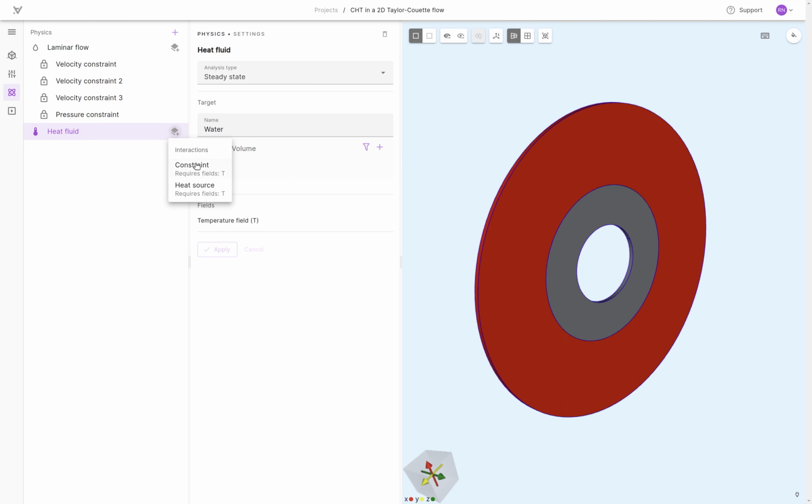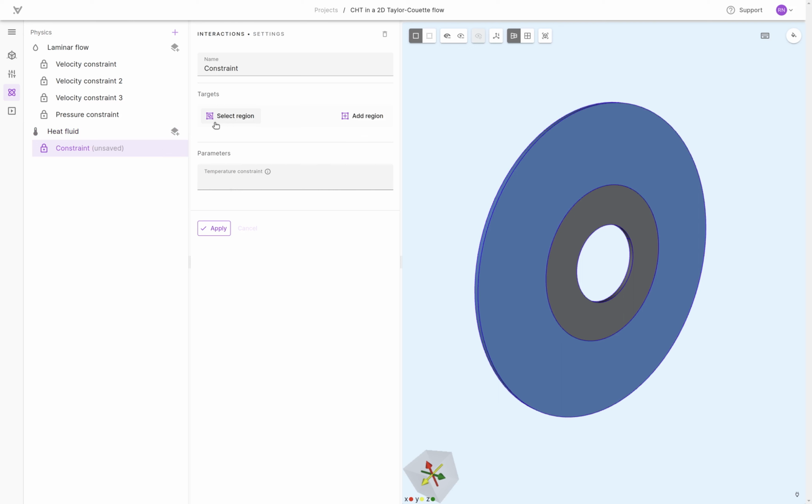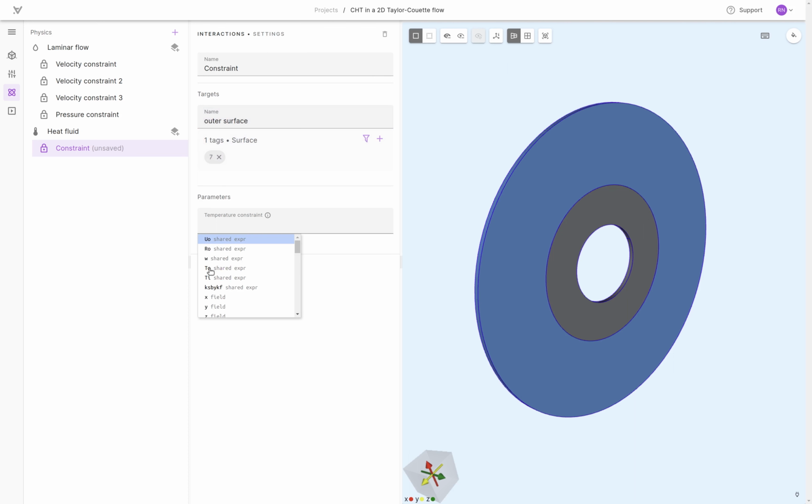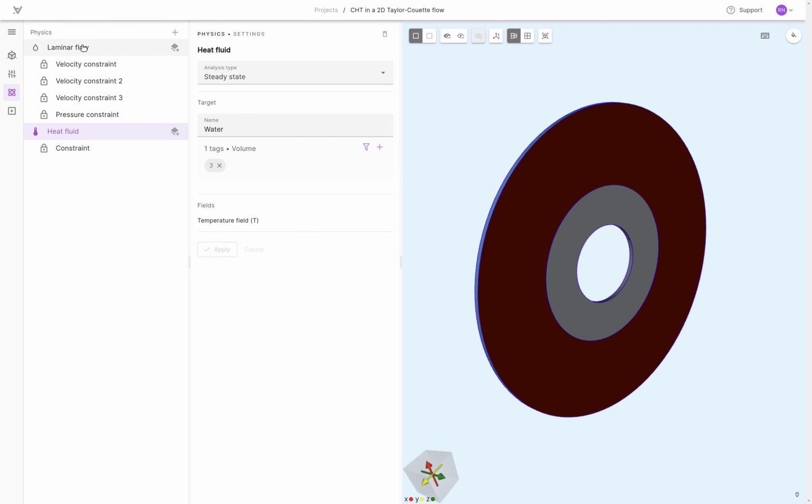We add the temperature constraint for the heat fluid physics. So we know that the outer surface temperature is kept at TO, so we select the outer surface region and set the temperature constraint to TO. At this point, we have two different physics applicable on the fluid domain. One is the laminar flow, which solves for velocity and pressure. The other is the heat fluid, which would solve for the temperature.